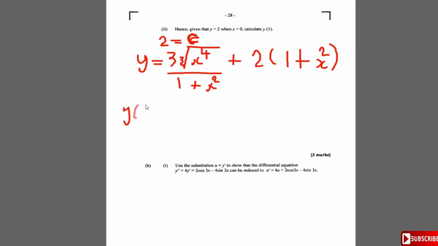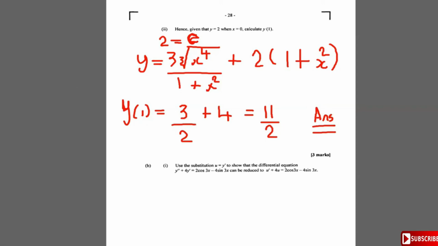y of 1 is equal to, plugging in x as 1, 1 to the 4th power is 1. Cube root of 1 is still 1, times 3. So that's 3 over 1 plus 1 squared, which is 2, plus 2 times 1 plus 1 squared, which is 1 plus 1 is 2, 2 times 2 is 4. So that's y of 1, 3 over 2 plus 4, which is 11 over 2. So y of 1 is 11 over 2.